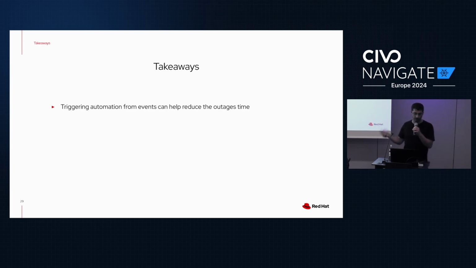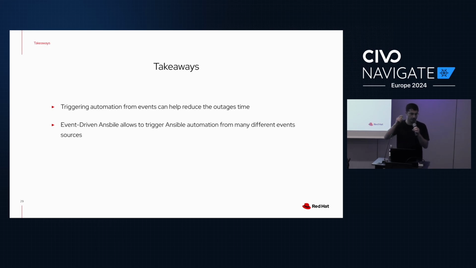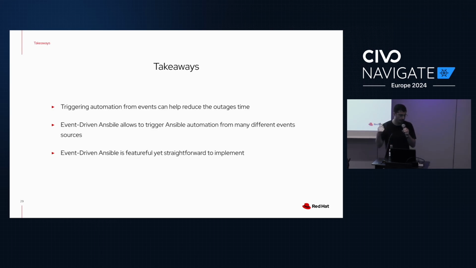And Event-Driven Ansible allows you to trigger Ansible automation from a lot of different sources, which means that maybe you have one single playbook that runs and fixes a certain kind of issue, but then you have multiple sources that can trigger that playbook, because maybe you have different points of your infrastructure where you can detect that kind of issue. And also, EDA is featureful but very simple to implement, because as you have seen, in 10, 15 lines of YAML code, you can have a running rule set or rule book.